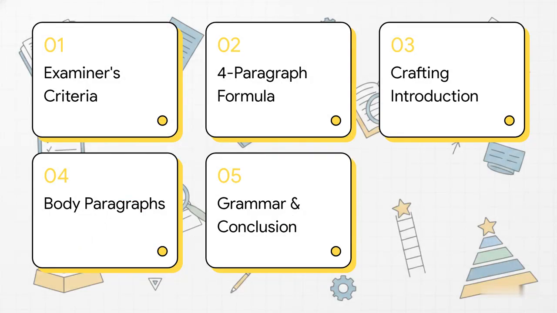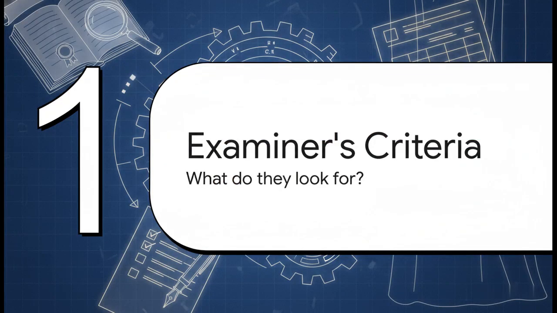Here is the masterclass outline we are going through today. First, the examiner's criteria. Second, the 4-paragraph formula. Third, crafting the introduction. Fourth, building body paragraphs. And fifth, grammar and conclusion. Okay, let's jump right into section 1. The examiner's criteria. What are they actually looking for?